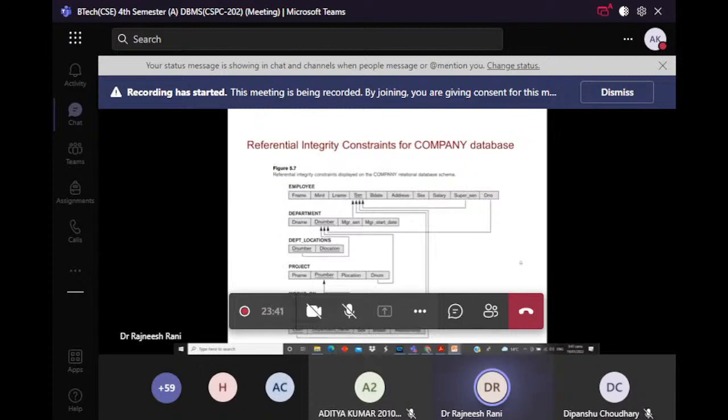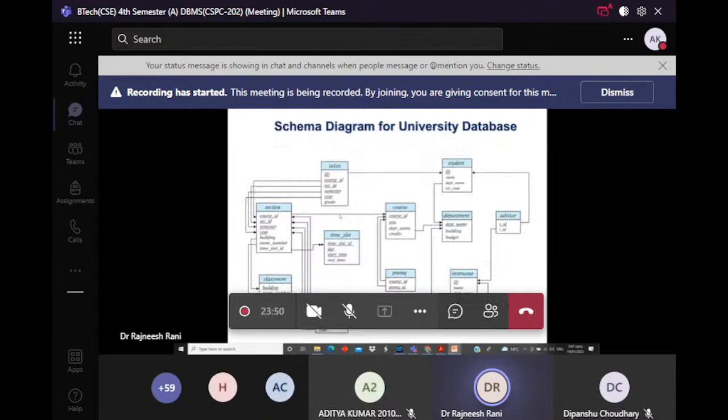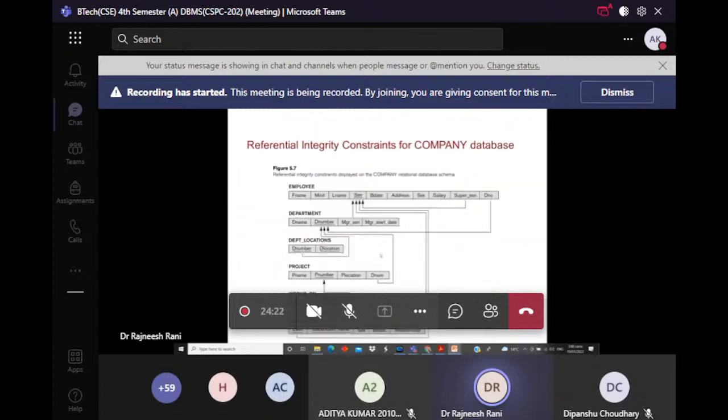Yes. We have discussed one of these examples in the last lecture also, that is the university database. See this diagram. In this diagram we have discussed that there are relations between different types of entities. A similar diagram you can see here.